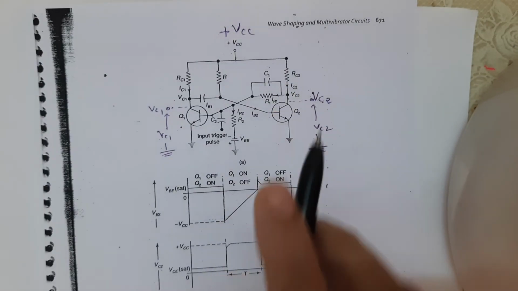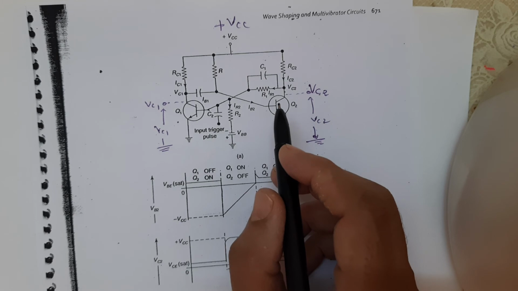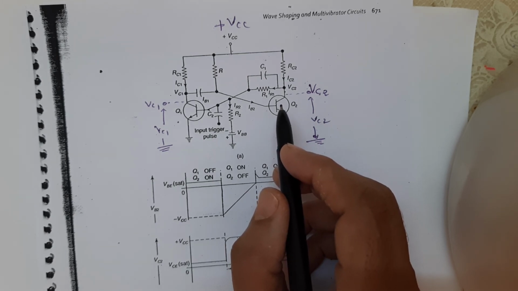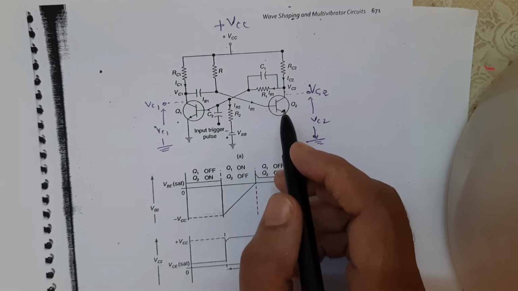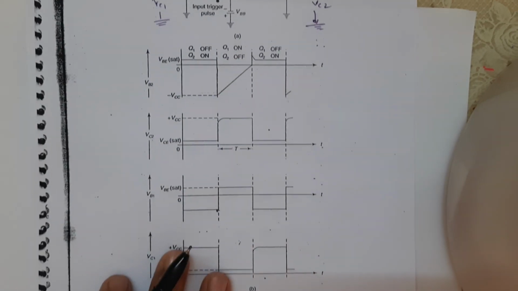So I repeat, when Q1 is off and Q2 is on, the voltage VB1 increases exponentially with a time constant R2C2 towards VCC. Therefore, Q1 is driven into saturation and Q2 is cut off. Now the voltage levels are VB1 equal to VBE saturation, VC1 equal to VCE saturation, VB2 negative, and VC2 equal to VCC. All of this is according to this graph.